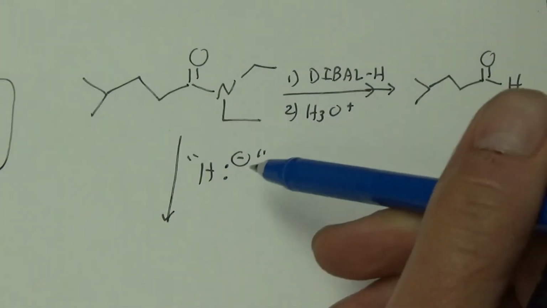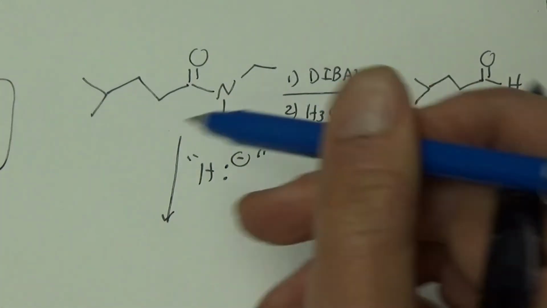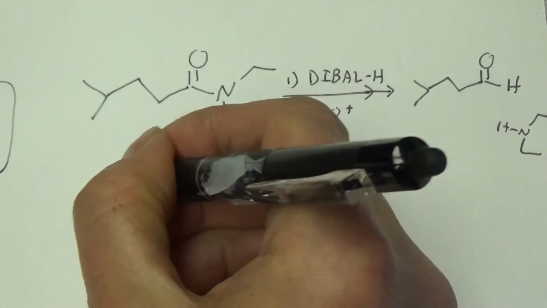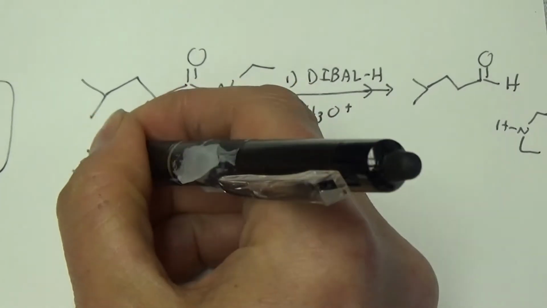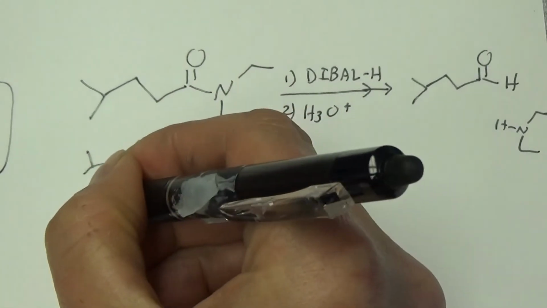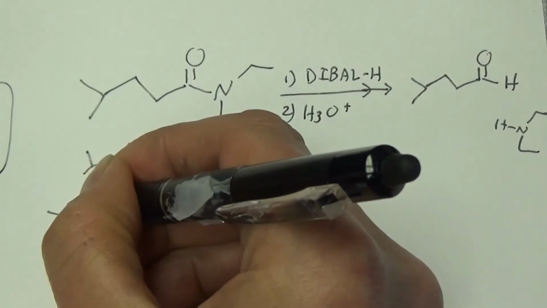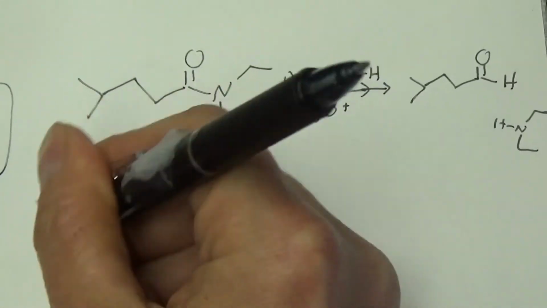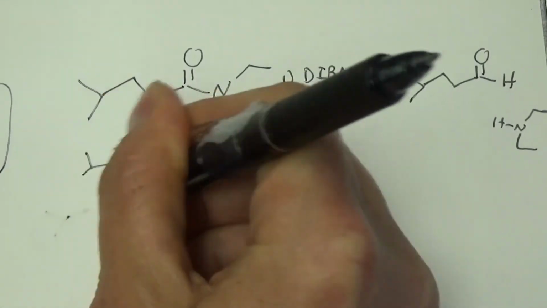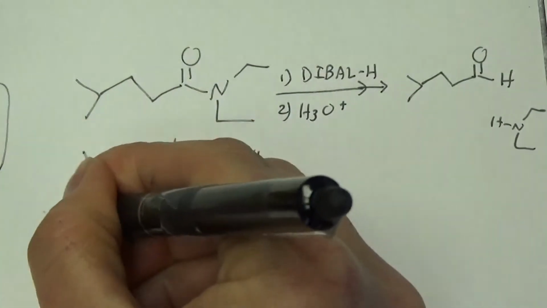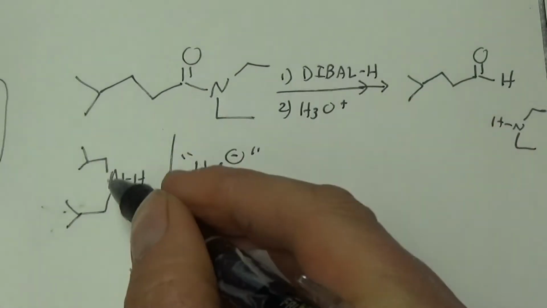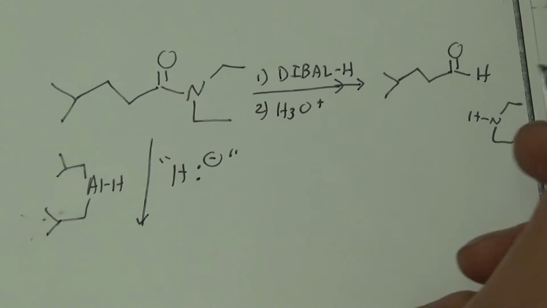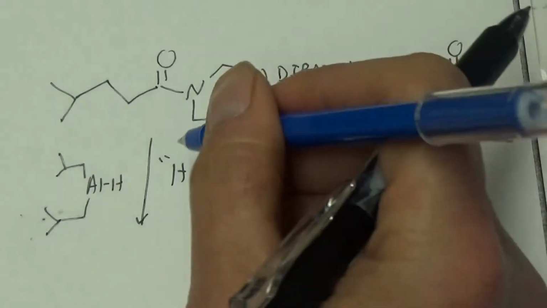So DIBAL is just a different H- source. Remember the structure of DIBAL? It was aluminum hydride and 2 isobutyls. A pair of isobutyls on your aluminum hydride. So what was the reaction, and how did it work with esters, and how does it work with amides? It's the same exact thing.